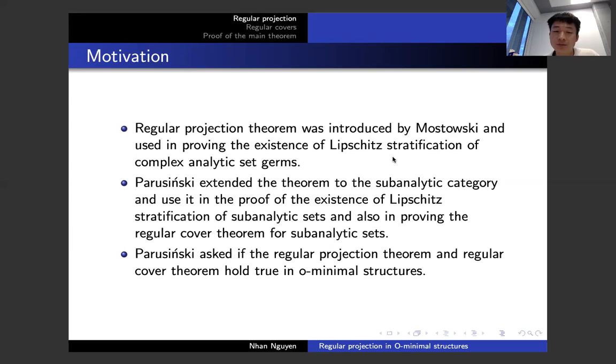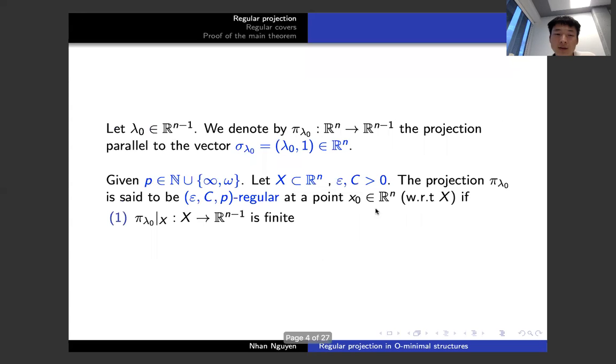Namely, I'm going to give a Lipschitz version of regular projection for definable sets in o-minimal structures. Actually, it is not the original one, but it's strong enough to make sure that the regular cover theorem holds in any o-minimal structure. So let me continue with the definition of regular projection.